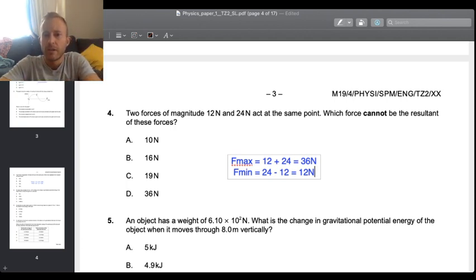Anyways, if the two forces point in the same direction, it's 36 newtons. If they point in opposite directions, it's 12 newtons. If they are perpendicular to each other or at some angle, you'll get something between 36 and 12, which would not include 10 newtons. So the answer is A.